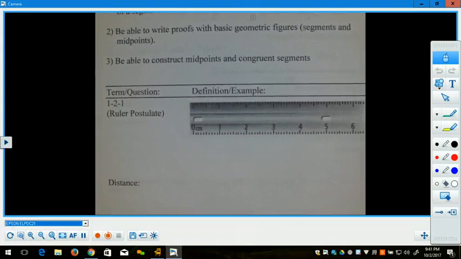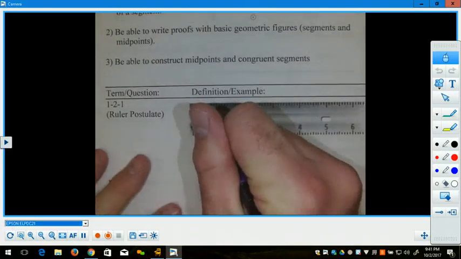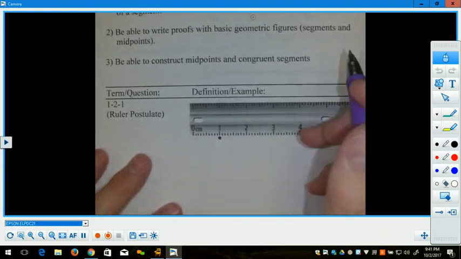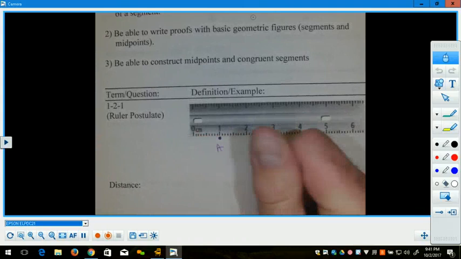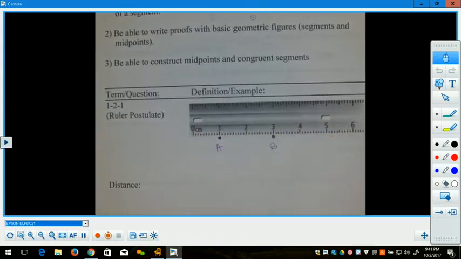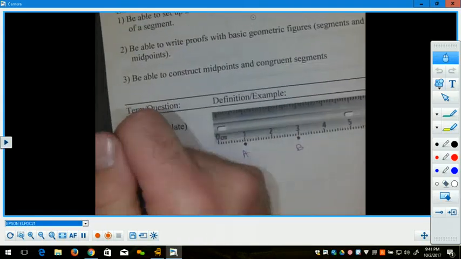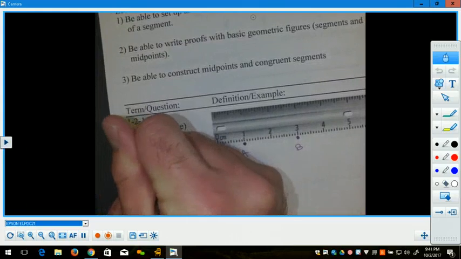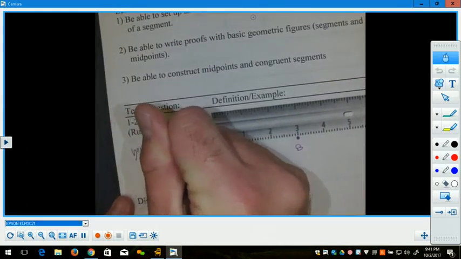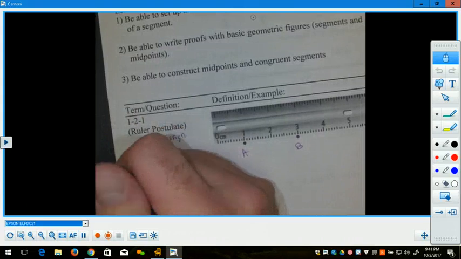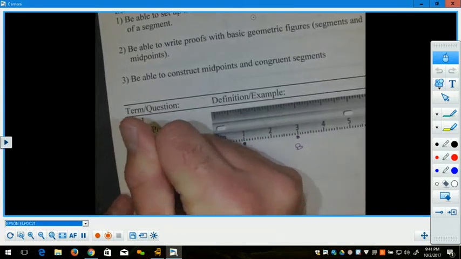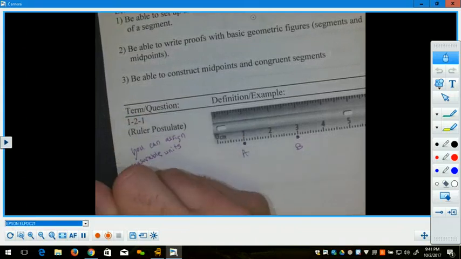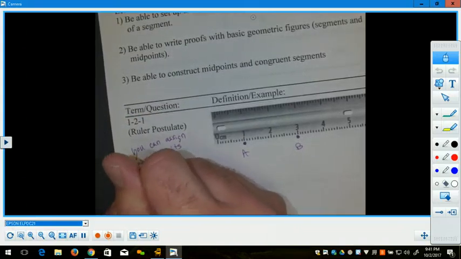The ruler postulate from 1-1 says that if you have points, you could align them to numbers on a ruler. If you have 2 points, you could set a ruler to them and assign numbers. Assign measurable units to two points using a ruler.